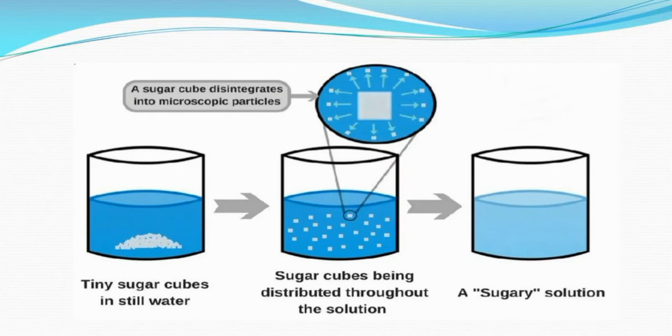And in your book, the example of potassium permanganate is given. It is soluble in water. When potassium permanganate is dissolved in water, you can see the color of the water changes. So this shows that potassium permanganate is fully dissolved in water.